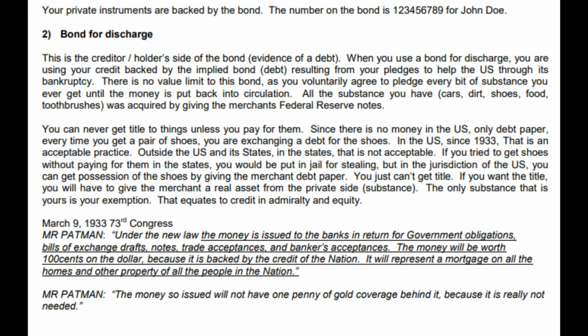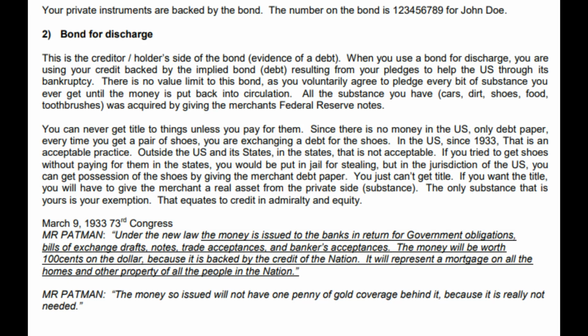So right here, March 9, 1933, 73rd Congress, Mr. Patman: Under the new laws, the money is issued to the banks in return for the government obligations. Bills of exchange, drafts, notes, trade acceptances, and bankers' acceptances, which is what an A4V is, when you stamp it with your red information and all that. That's what that is. So the money will be worth 100 cents on the dollar because it is backed by the credit of the nation. It will represent a mortgage on all the homes and all the property of all the people in the nation.